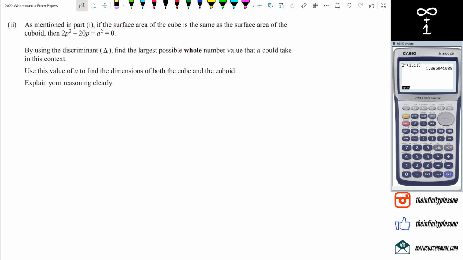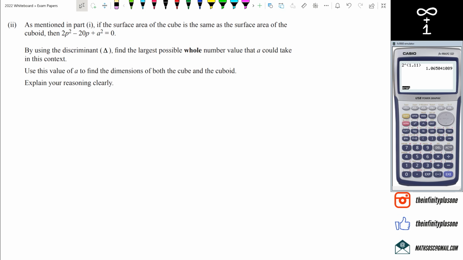Seems like a bit of a follow-up question, but yeah, pause, have a read through it, and let's figure it out. So there I am thinking, you know what, this paper, all the excellence questions have been so sweet so far, until I get to this one, and I go, wow. It's like one of those maze questions, right? But the good thing is they're kind of giving you a clue here. So they want you to use the discriminant formula, find the largest whole number value that a could take in this context.